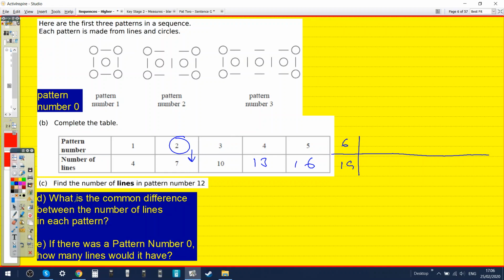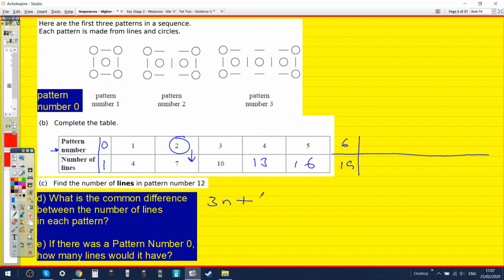So let's do these ones down here. What is the common difference between the number of lines in each pattern? What's the number? 3. Yeah. And so that's then called 3n. So just in general, it's 3 times the pattern number. N stands for the pattern number. And if there was a pattern number 0, how many lines would it have? It would have 1. Yes.